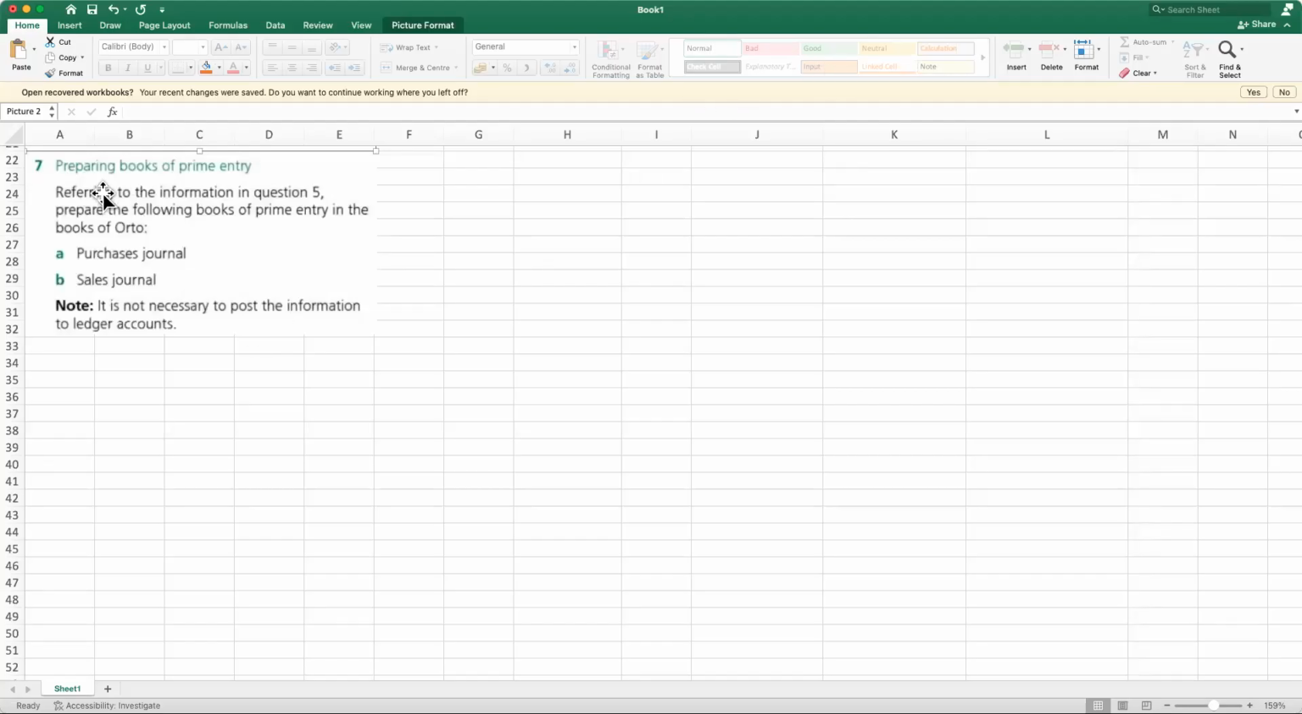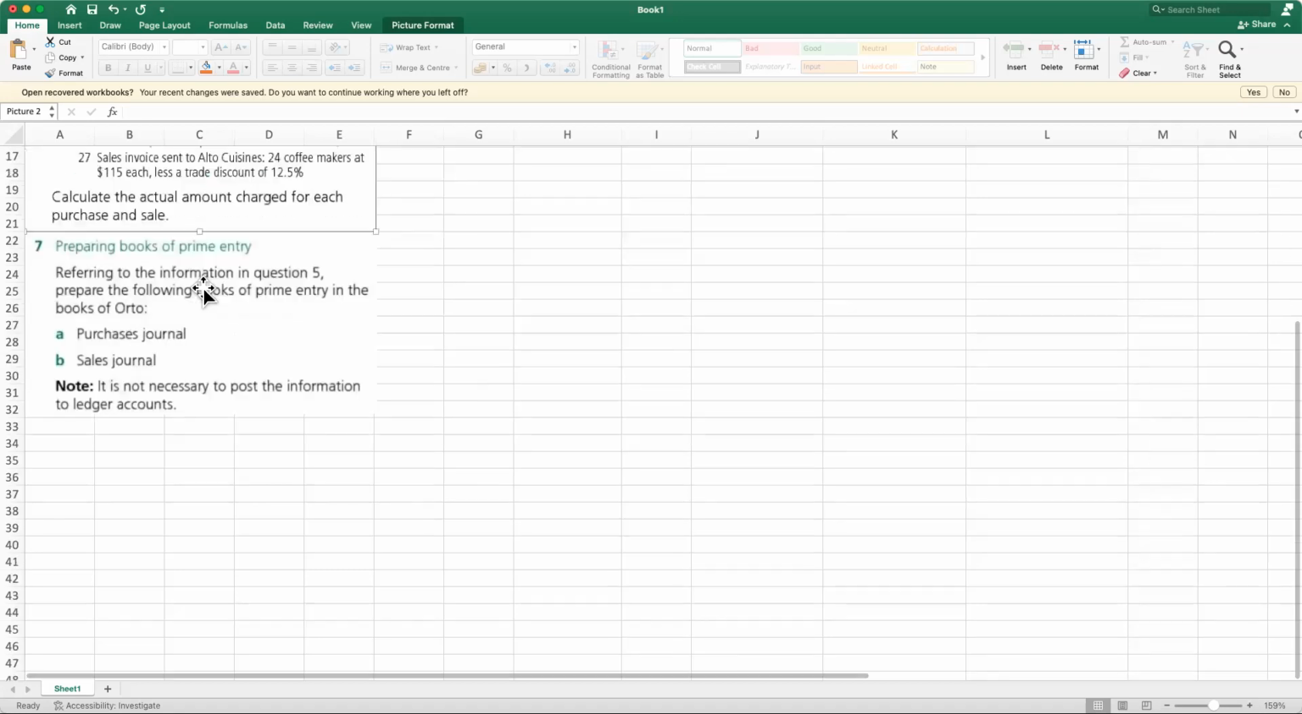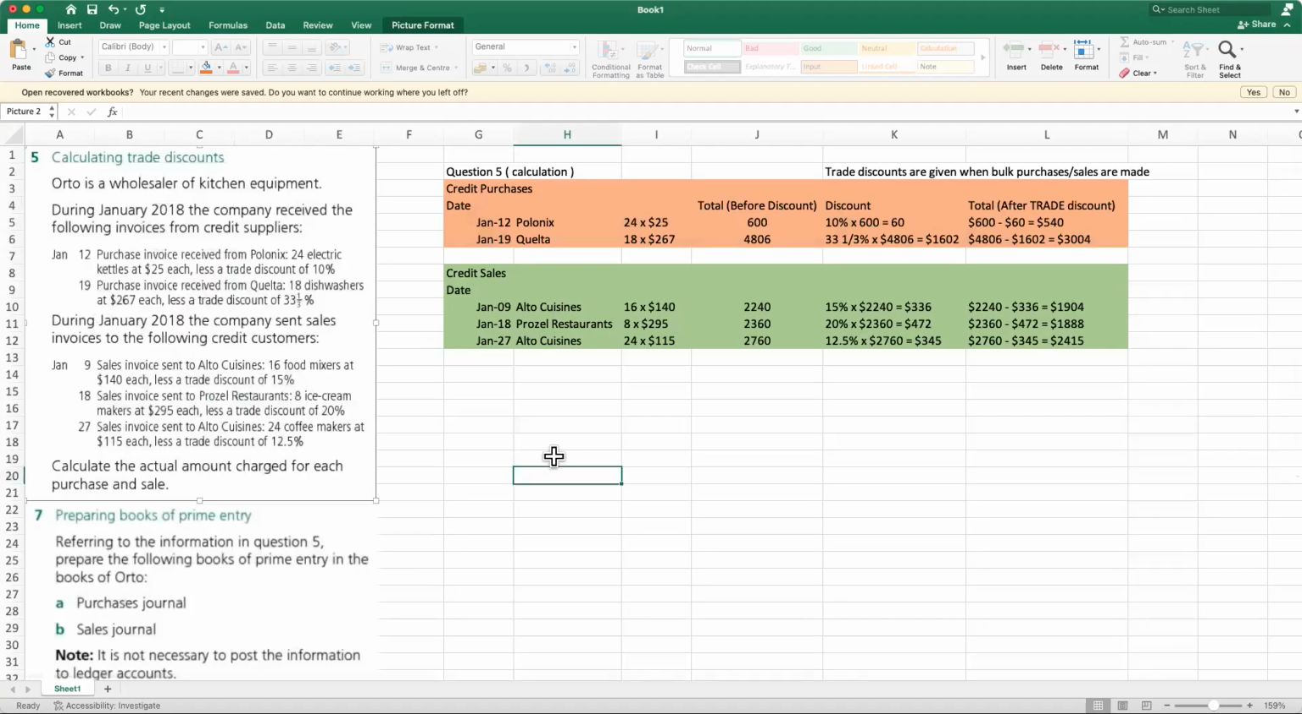Okay, so let's look at number 7, preparing books of prime entry referring to information in question 5. Prepare the following books of prime entry in the books of Ortho. So now for Ortho, you're preparing your purchases journal and your sales journal. So let's look at the information at question number 5.